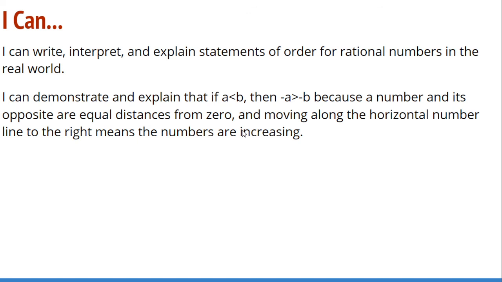All right, taking a quick look at the I can statements. I can write, interpret, and explain statements of order for rational numbers in the real world. We did lots of those real world examples, remembering that we pulled the numbers out and just worked with the numbers. I can demonstrate and explain that if A is less than B, then negative A is greater than negative B because a number and its opposite are equal distances from 0. And moving along the horizontal number line to the right means the numbers are increasing.